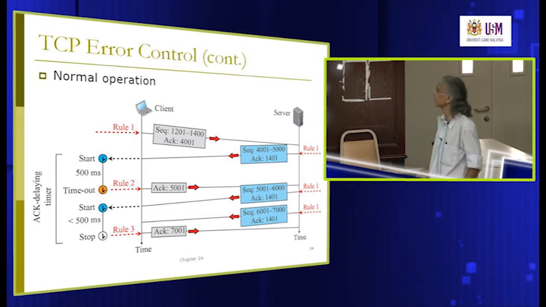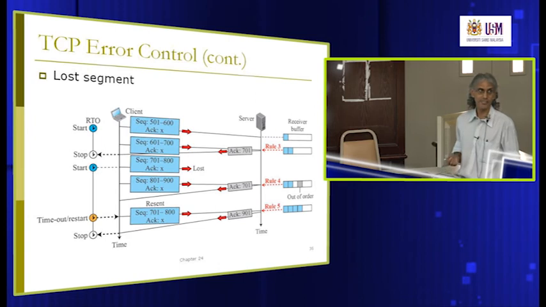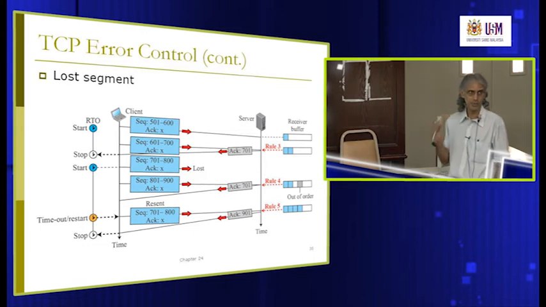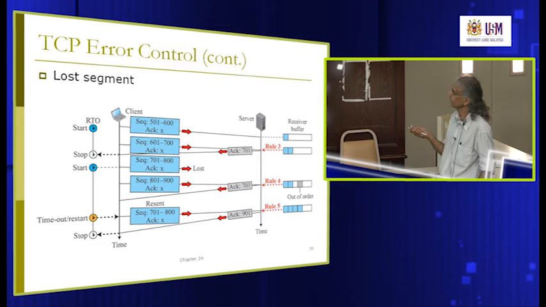Not a problem. Now let's take an example where the segments sent are lost, right? In this case, the client sends 501 to 600, right? And the server will not reply immediately because the rule says that you receive a segment, you hold on, wait for the next segment to come. So it puts it in the buffer, and then the client sends another one. Now two segments have been received, then the server will reply together. Okay, fine. The acknowledgement is received.